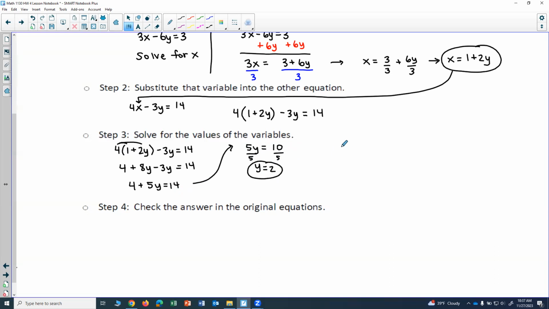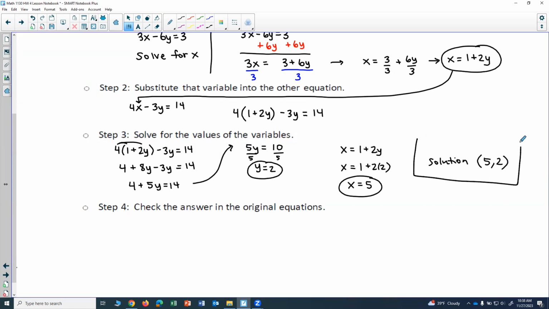And now from step 1, I know that x equals 1 plus 2y. So x is going to equal 1 plus 2 times 2. So x equals 5. So my solution as an ordered pair is going to be 5, 2. I always list the x first when I'm doing an ordered pair. So that's my solution to the system.